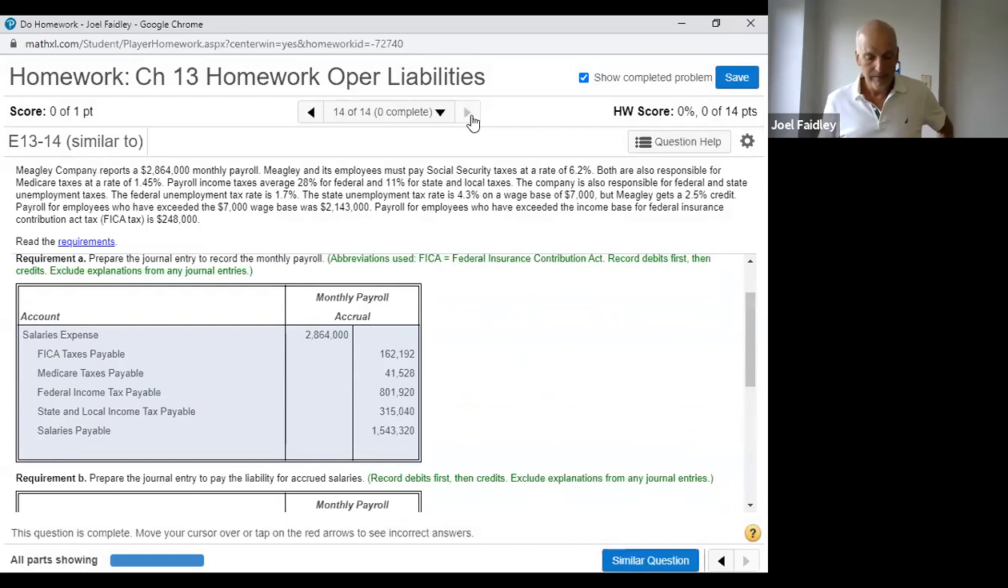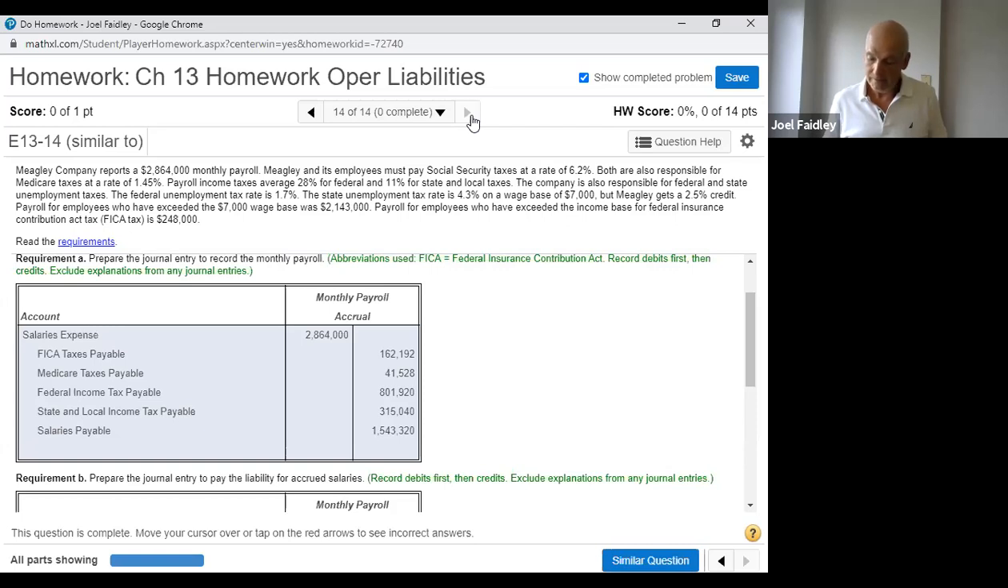All right. They make this a little bit more complicated here. It says their total wages are 64. There's my debit to expense. Says employees pay Social Security tax at 6.2 and Medicare tax rate 1.45. Income tax 28% for federal, 11% for local. Very similar to the other one.